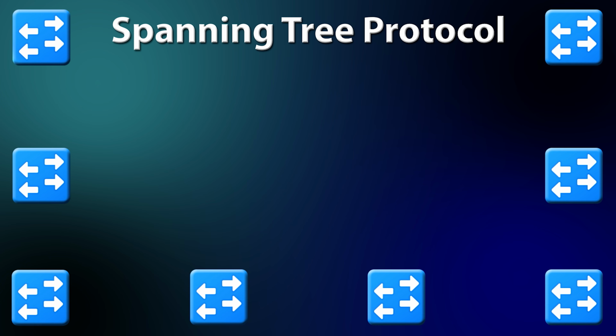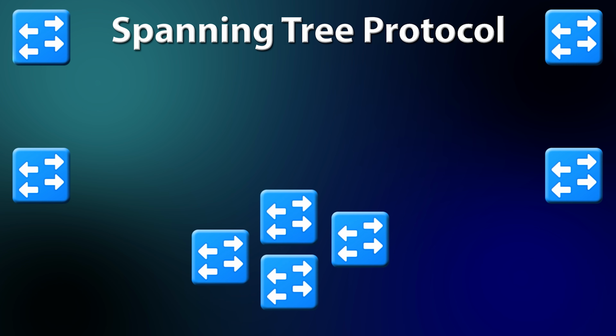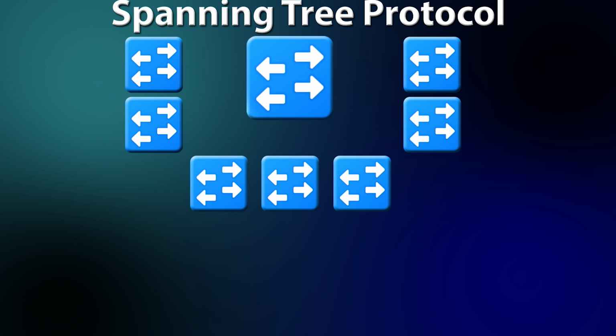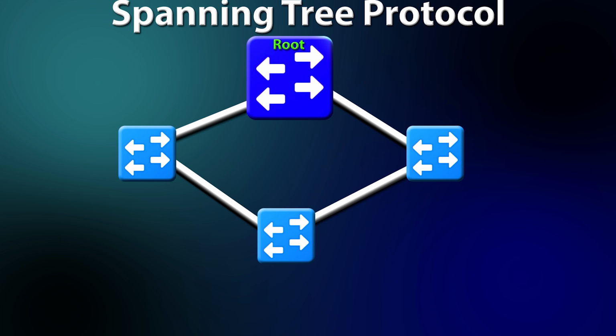Step 1, elect a root bridge. Just like in high school, somebody has to be the center of attention. Step 2, we have to pick the ports that get to root the quickest on each switch. These are the root ports. Step 3, now designated ports are chosen, and on the root switch, all ports are designated ports.